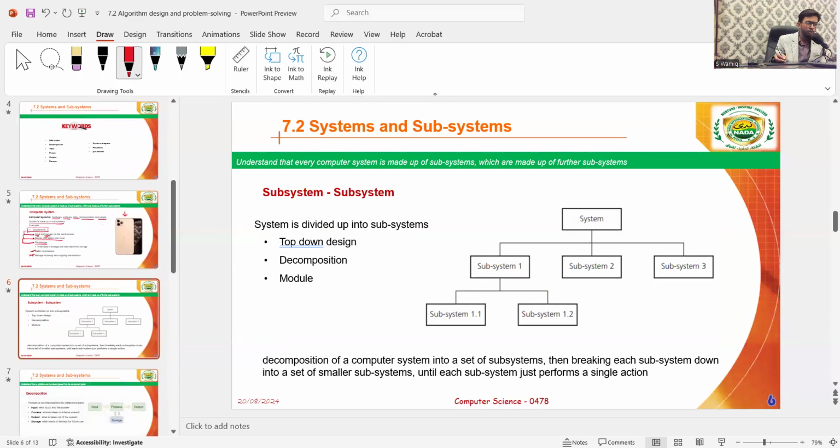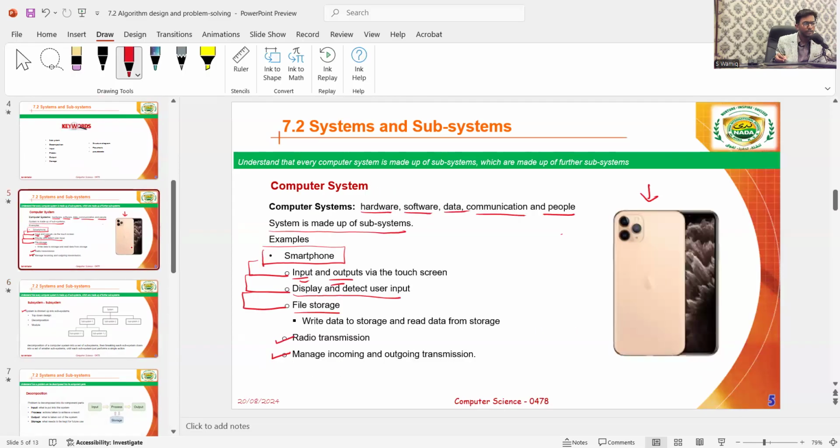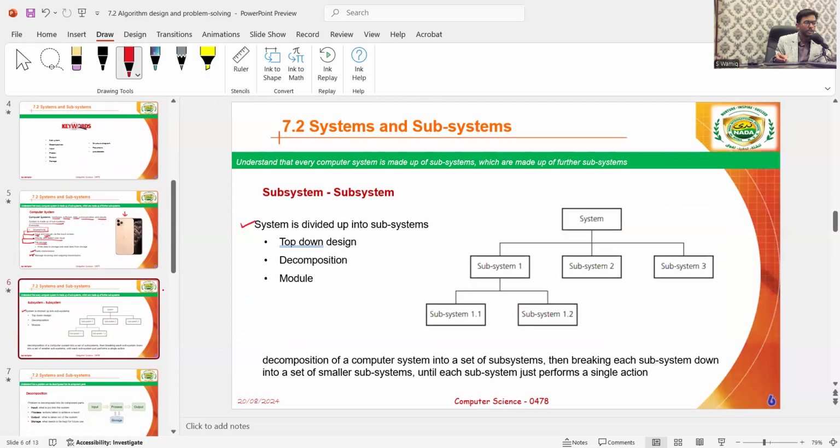For example, you need to understand what a subsystem is and what a system is. Whenever we have a system, like this smartphone, it is divided into these areas. A system is basically divided into subsystems. Subsystem means that you have a parent that is divided into many children. So this is considered the parent, the system, and the other areas are considered subsystems. If we say subsystem 1, it is again divided into further areas. I name this diagram a structure chart.